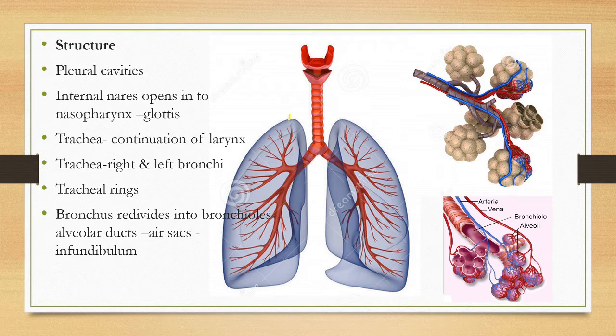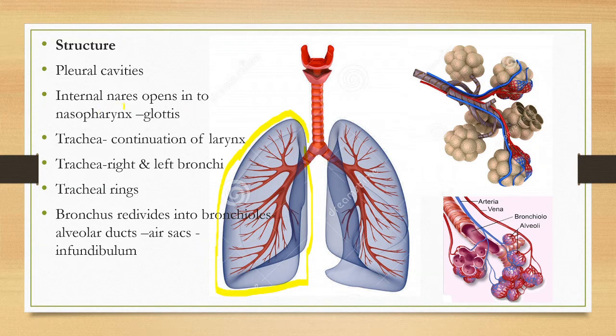So this is covered by a membrane called pleural membrane, and there is a cavity. This cavity is called the pleural cavity, which is filled with the pleural fluid. So it reduces the stress and tensions, the pressure minimizes, and also gives protection.